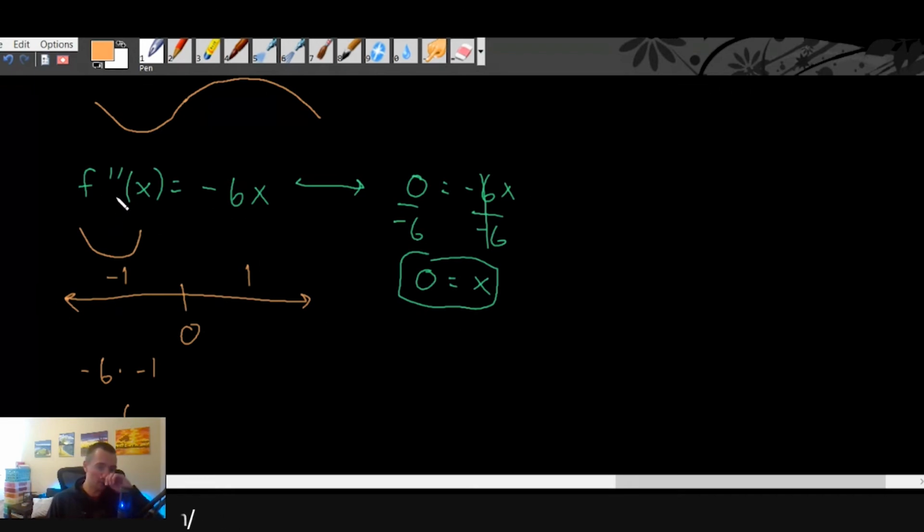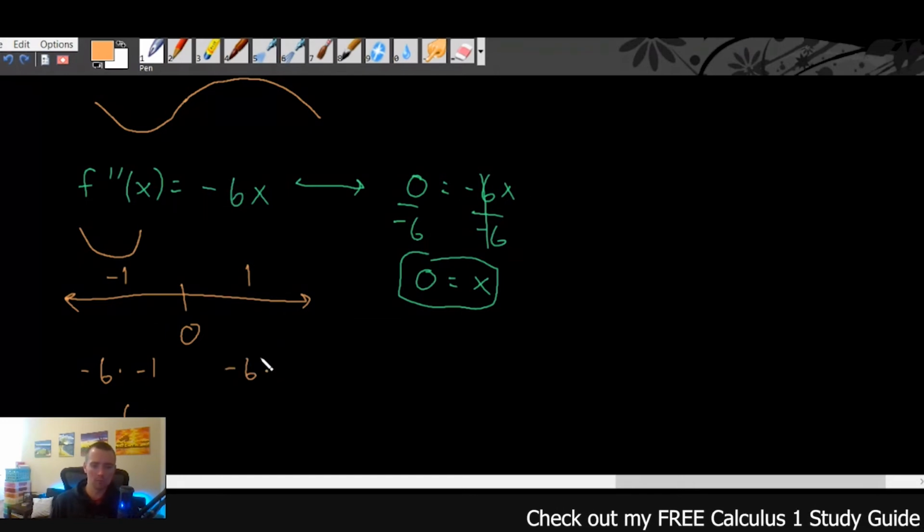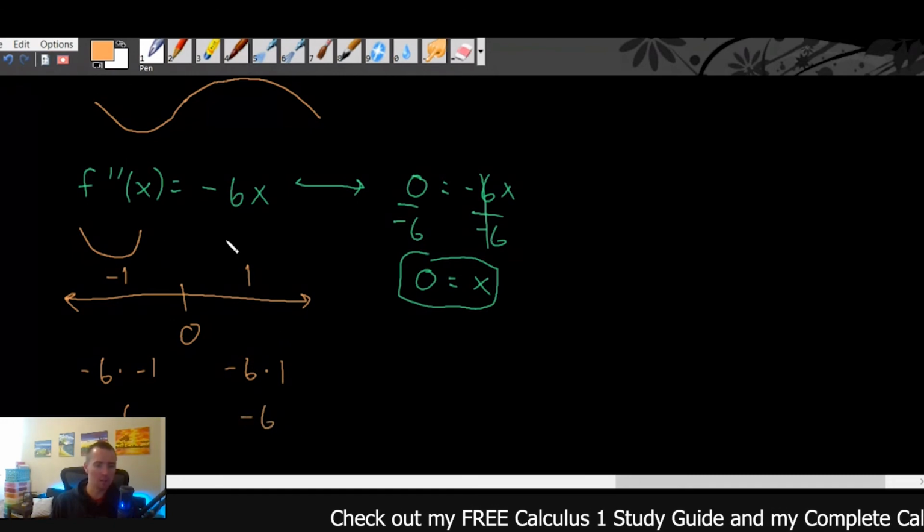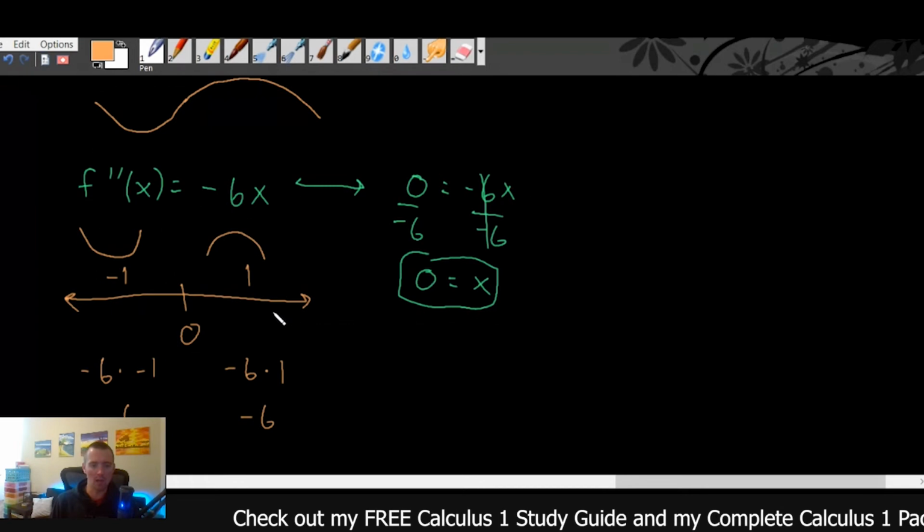Remember, our second derivative always tells us about concavity, where our first derivative always tells us about the slope of our original function. Okay. And then if we plug in x equals 1 here, we're going to get -6 times +1, which is -6, which is a negative number. So that means our function is concave down here.